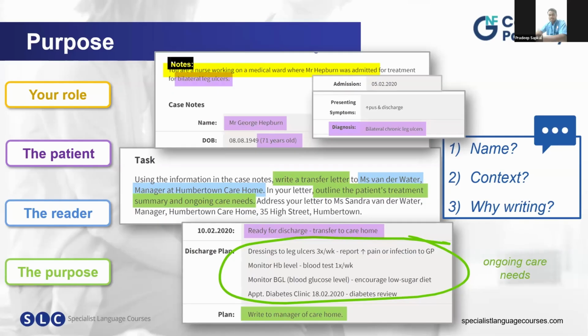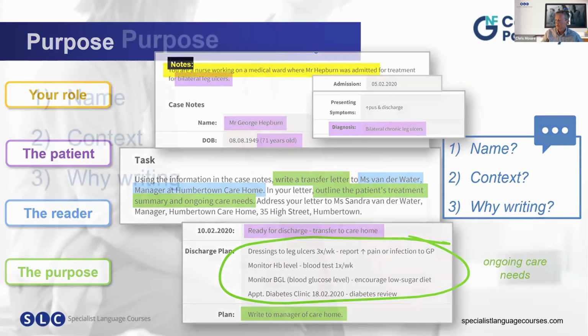You're going to give a short description of what Mr. Hepburn did at hospital, but most importantly, you're going to talk about the ongoing care that he needs, and that's the discharge plan. And what that looks like is written here. So this is the information that you will give to the person in the care home. Now, this information does not go in the first paragraph, and we're going to look at that.